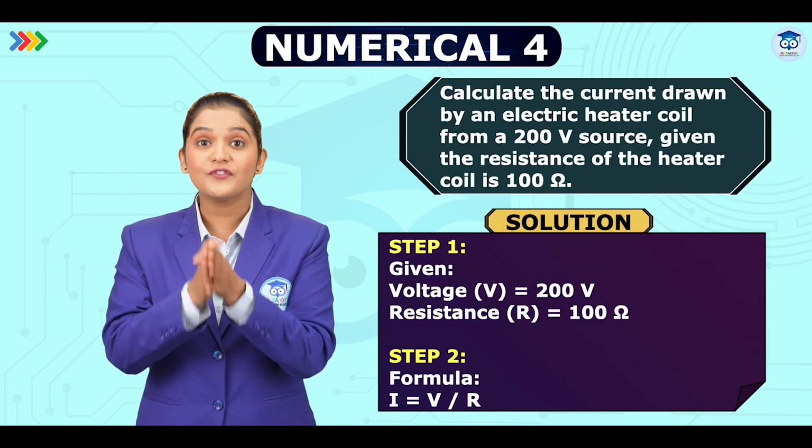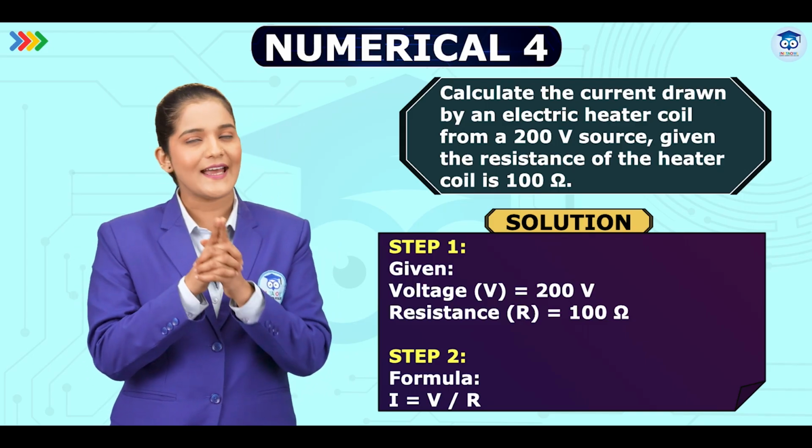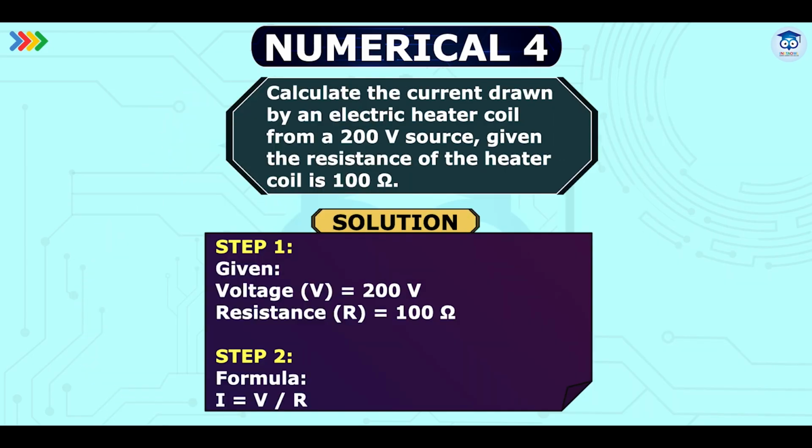Let us now solve the fourth numerical, which closely follows the same pattern as the previous one. The question here is to calculate the current drawn by an electric heater coil from a 200 volt source when the resistance of the heater coil is 100 ohms. We begin with step 1.